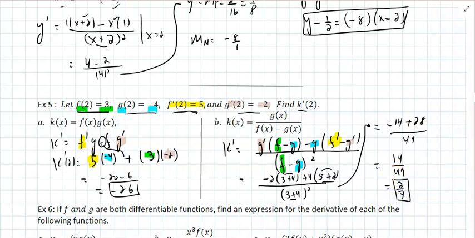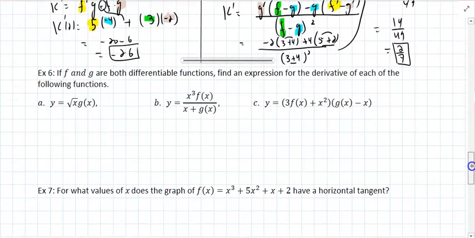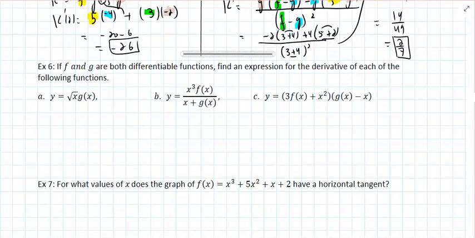So this is nothing more than making sure that you know the rules properly and can apply them properly. If f and g are both differentiable functions, here we just want an expression. Find an expression for the derivative of each. If I take a derivative of this, well, product rule.